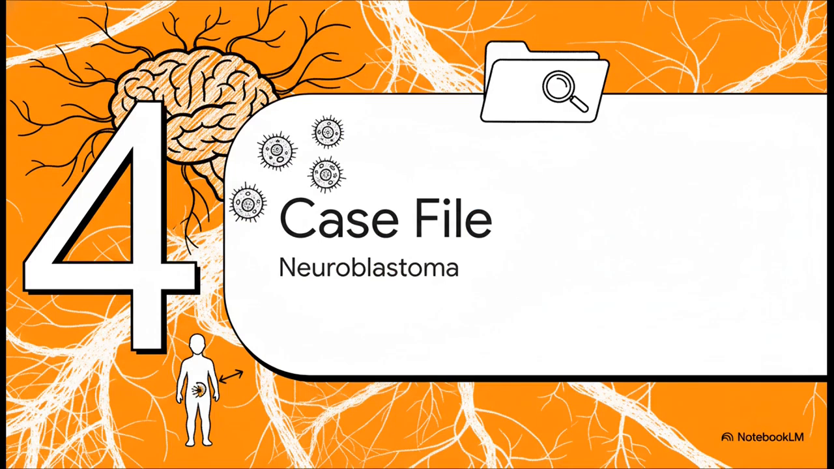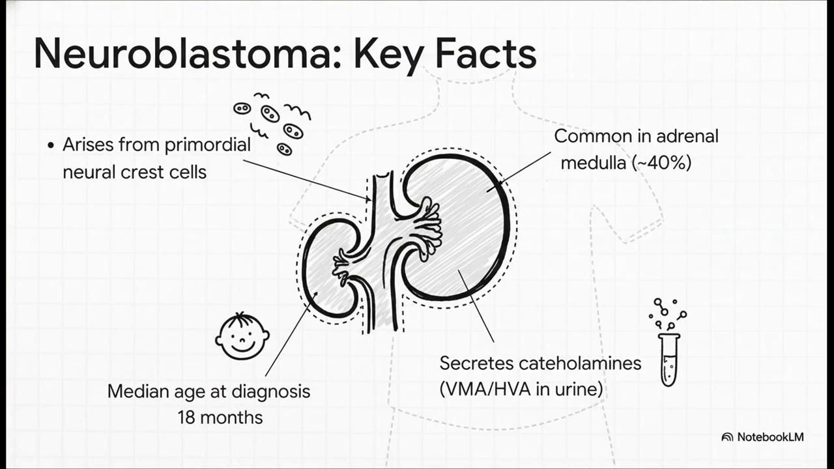Okay, on to our first big case file. Neuroblastoma. You must know this one. It's the most common extracranial solid tumor of childhood. These are the high-yield facts you absolutely have to know for your exams. The origin from neural crest cells explains why it so often appears in the adrenal medulla. That's a major hub for these cells. It's a tumor of the very young, median age of 18 months, which is why a large abdominal mass in a toddler should really set off alarm bells.